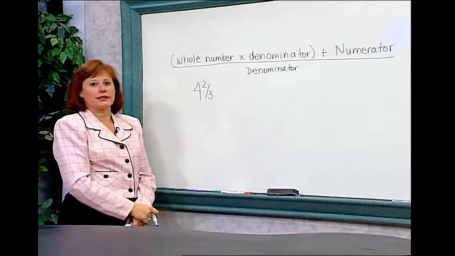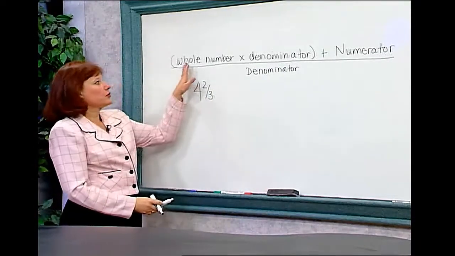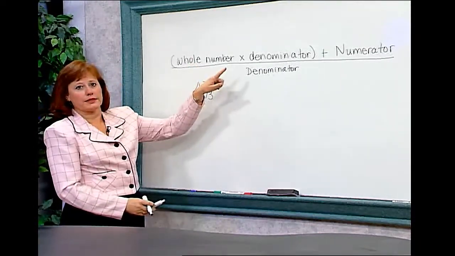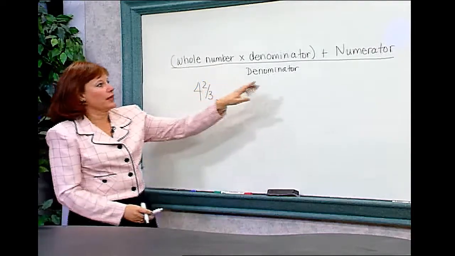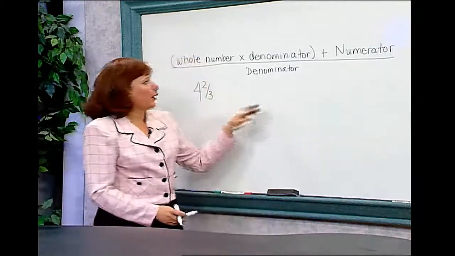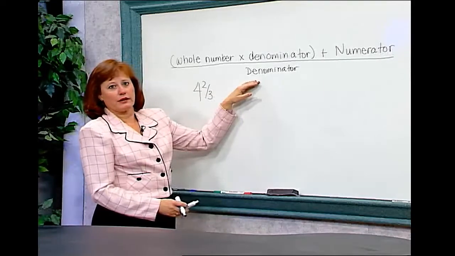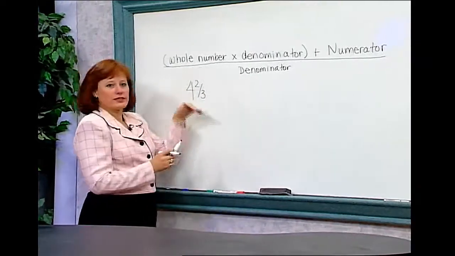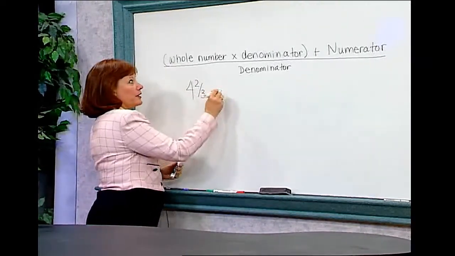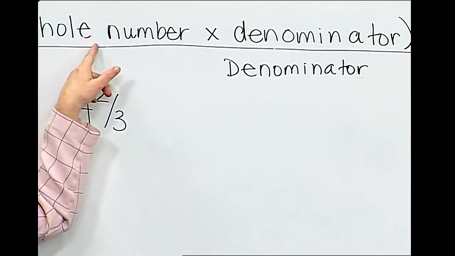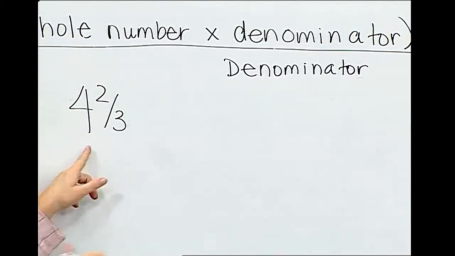Let's recall what we did in the last problem. We took the whole number and multiplied it times the denominator. Then we added the numerator and we divided all of it by the denominator. We're going to follow this formula in this problem. The first thing we need to do is look for the whole number. The whole number in this problem is 4.